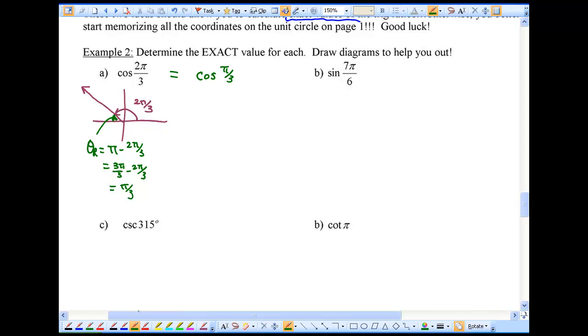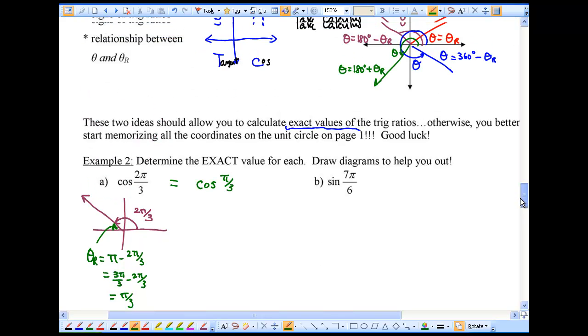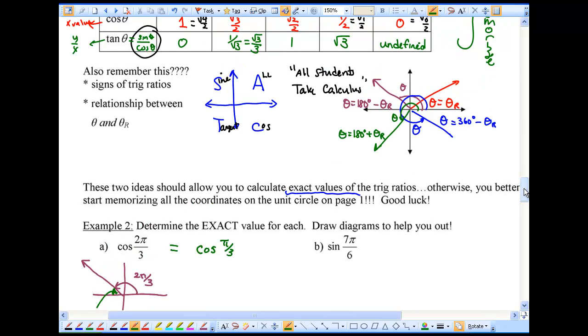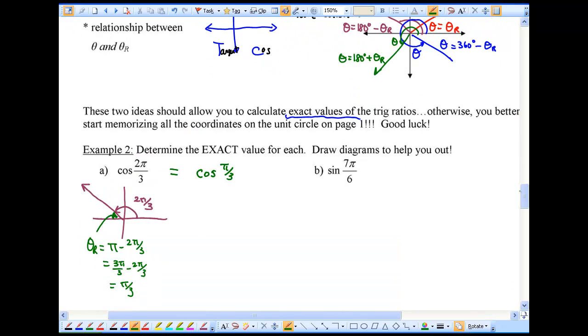Almost. This angle is in quadrant 2. Is cosine positive or negative in quadrant number 2? ASTC, remember, S is sine, so this is negative. So we have to put a negative sign in front. Okay? Now, why is this going to be useful to us?